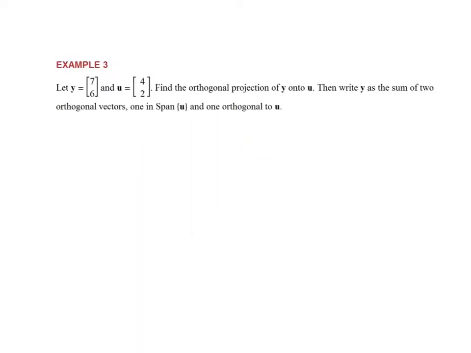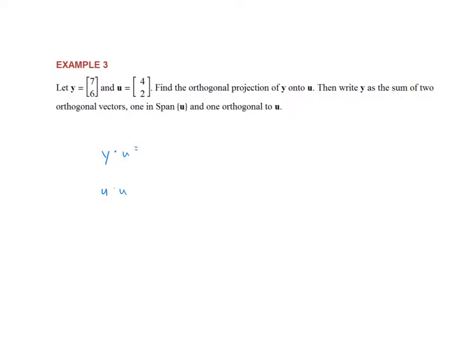Okay, now in example 3, we're going to find an orthogonal projection. We're given our y, we're given u, and we want to find that orthogonal projection of y onto, not a subspace W, but onto the vector u. Okay, do it the same way as the previous slide. We take y dot u and u dot u.